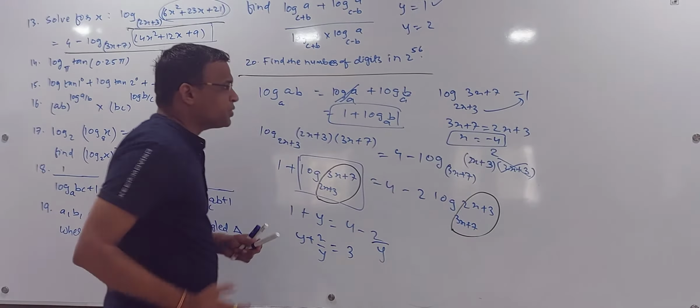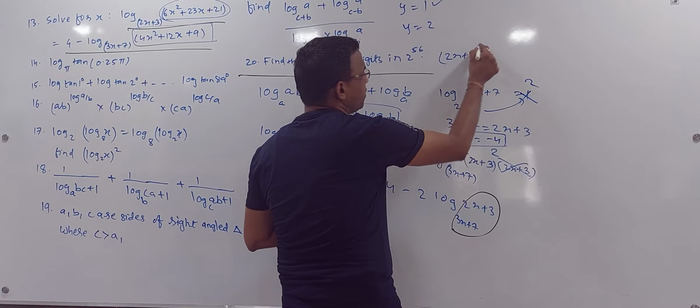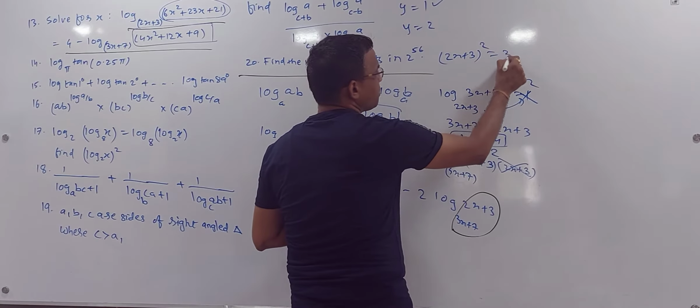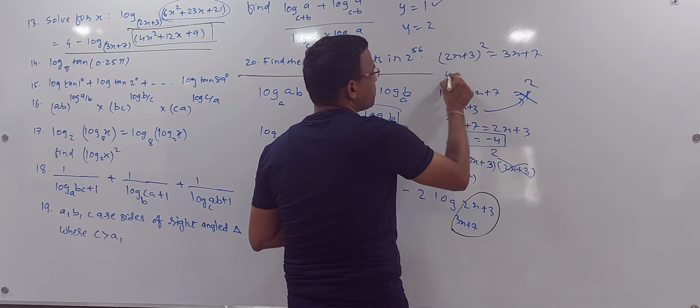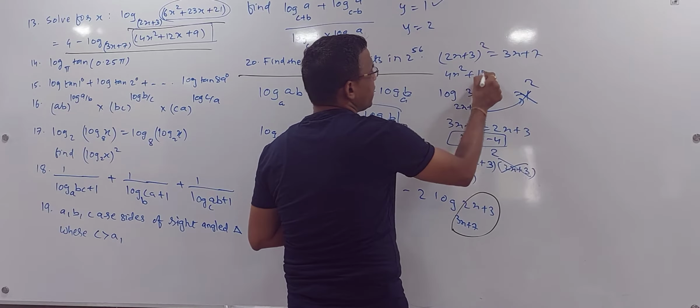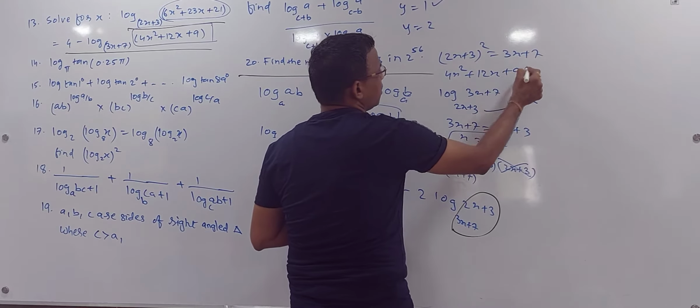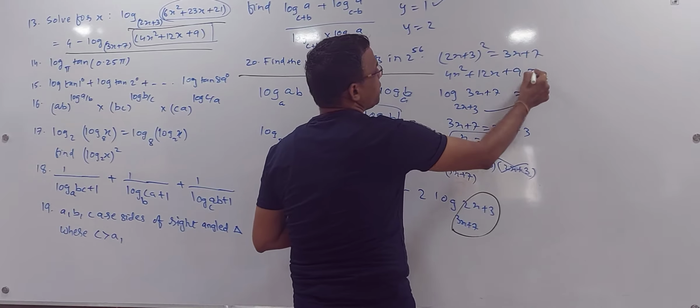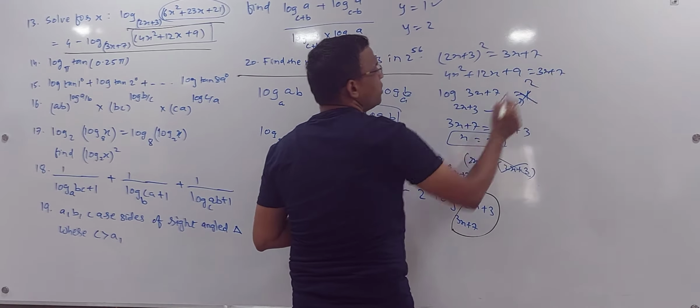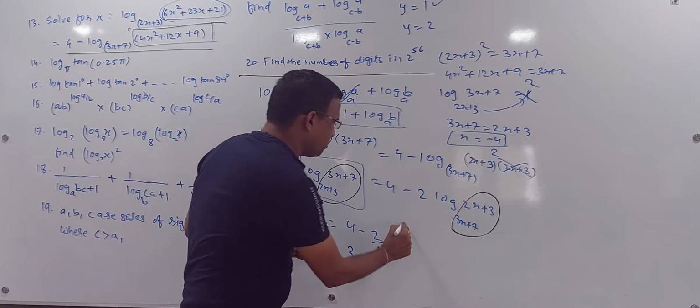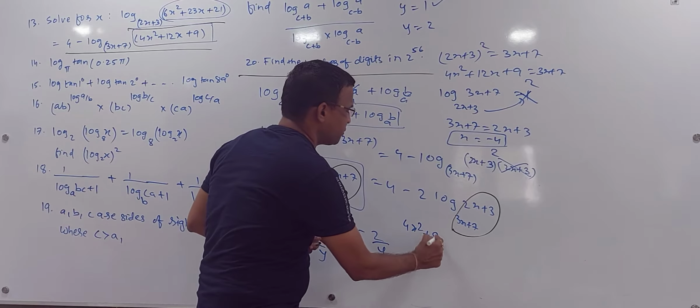So it will be 2x plus 3 the whole square is equal to 3x plus 7. Let us solve this. 4x square plus 12x plus 9. 3x plus 7 I am shifting here. So when I shift it here, it will be 4x square plus 9x.